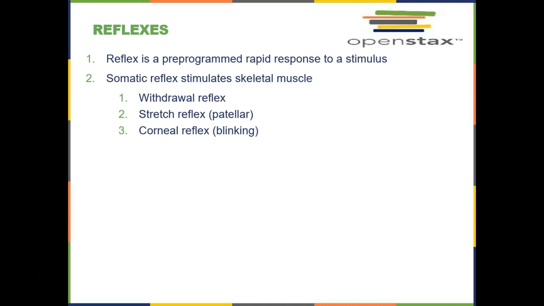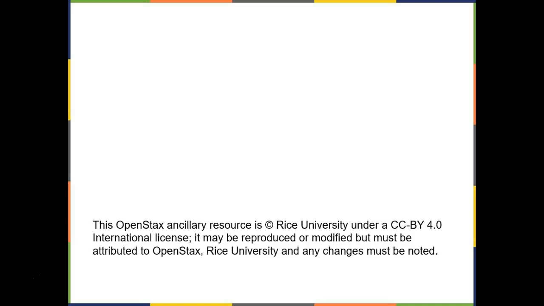Corneal reflex: when a very, very bright stimulus comes into the eye, it causes you to start blinking, or if anything irritates the eye, you start blinking. That's a corneal reflex. These are all pre-programmed responses to protect the body.